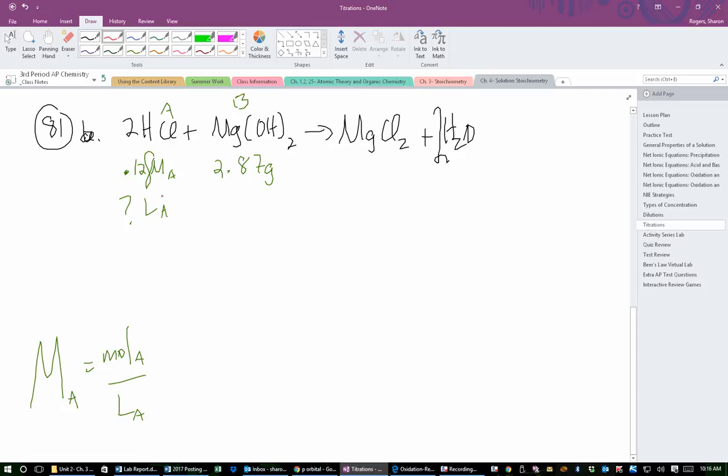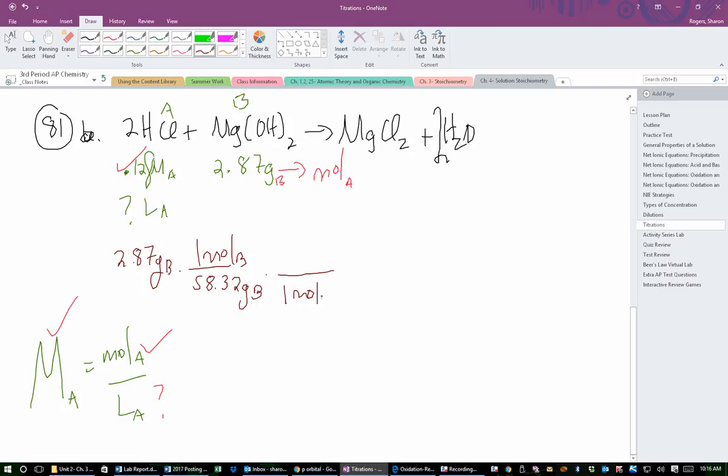Now, if I have this, which I do, and I have moles of acid indirectly, because I have grams of base, then I can stoichiometrically convert from grams of base to moles of acid. Then I indirectly have that. So then I can solve for liters of acid. Y'all with me? So 2.87 grams of base, if I were to do the molar mass, 58.32 grams of base, mole to mole, for every 1 mole of base, there are 2 moles of acid. And then if I were to solve for that, 0.0984 moles of acid, guess where that goes?